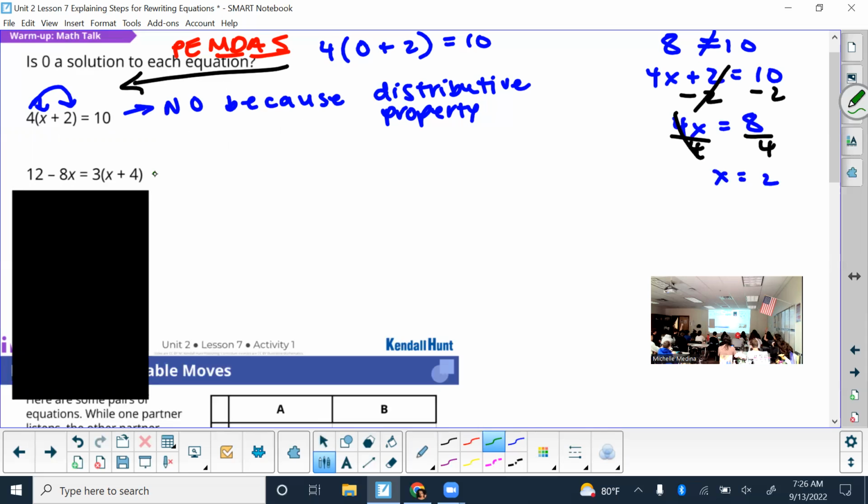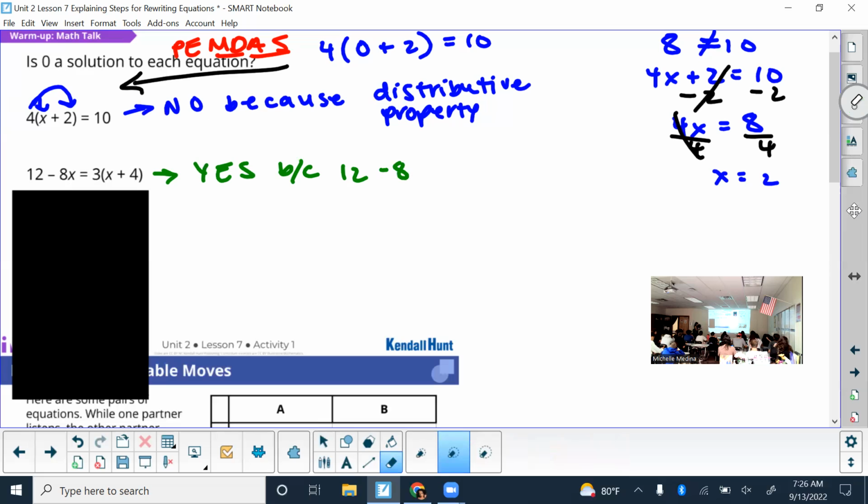Daniel. Yes, zero is a solution. Why? Because when you do it in like the PEMDAS form, it would be 0 plus 4, which is 4, and then 3 times 4 is 12. And then you do multiplication next, so then you do 8 times 0, which is 0. And then 12 minus 0 is 12, so that's 12 equals 12.